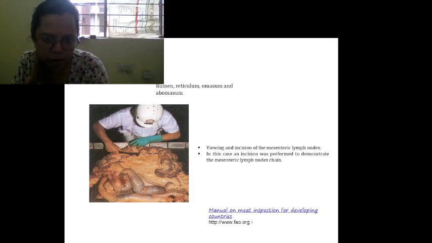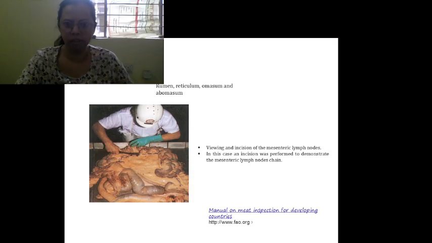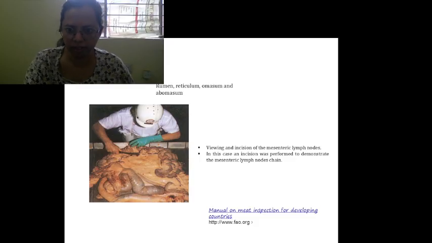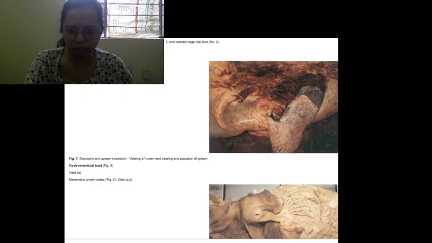Rumen, reticulum, omasum, abomasum. So what's the thing with them? First we open them and examine the mesenteric lymph nodes, the mesenteric lymph node chain. And what can we see there? For example, this is the liver. The liver has the hepatic and portal lymph nodes. The spleen you can palpate, for stomach and spleen infection we see the mesenteric lymph nodes.